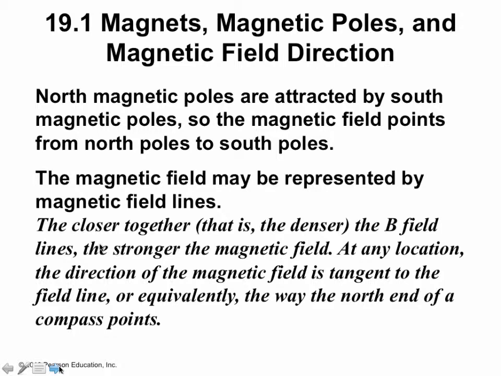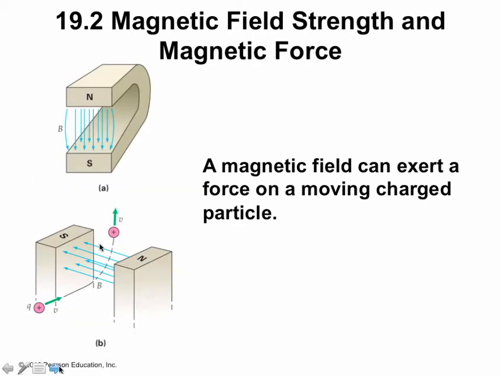The magnetic field may be represented by magnetic field lines. The closer together or denser the magnetic field lines, the stronger the magnetic field. At any location, the direction of the magnetic field is tangent to the field line, or equivalently, the way the north end of the compass points. A magnetic field can exert a force on a moving charged particle.